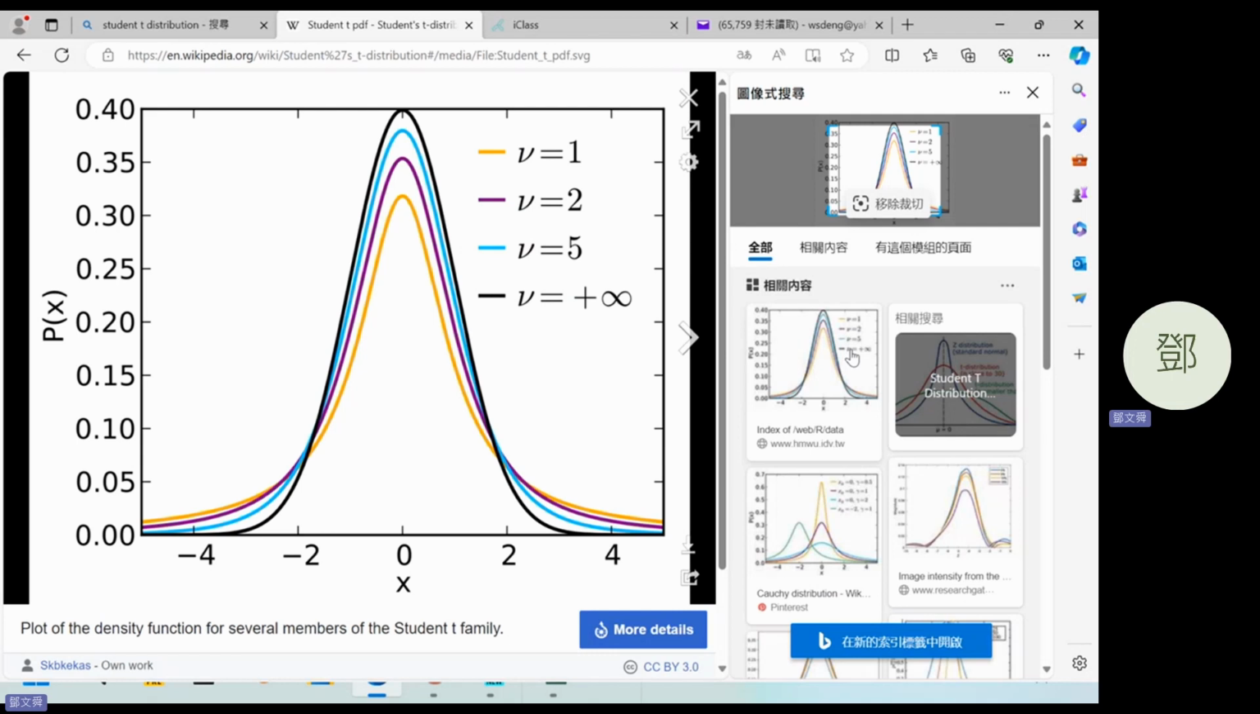Raise your hand if you know the answer for extra bonus. I will give you extra bonus. Hey, raise your hand if you know the answer. What happened if v goes to infinity? What happened? Let me copy this figure and put it into our lecture note.